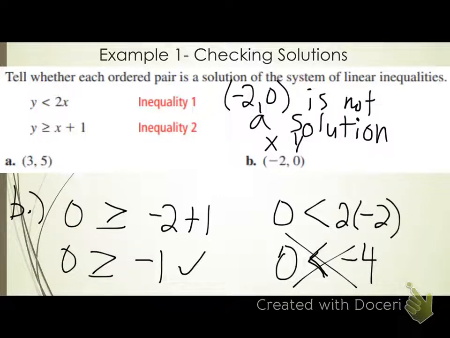Now, if I would have done this in the order that the inequalities appear, let's say I did Y is less than 2X first, we would have gotten this, right? Would I have had to do the second one after that point? No, because it already doesn't fit for the first one, so I already know it's not a solution. I just accidentally went backwards there. Are there any questions on example 1? Can I move on?